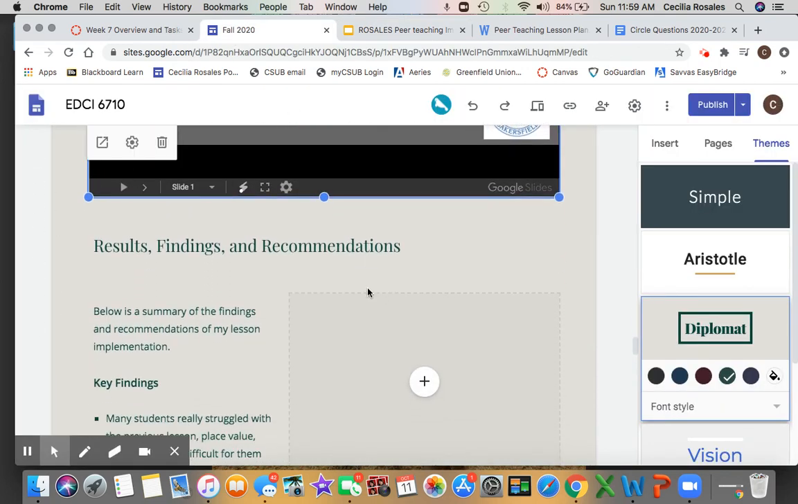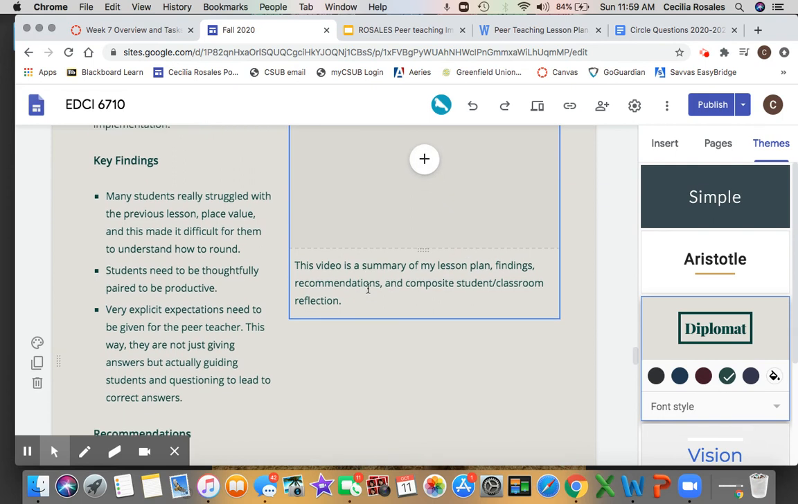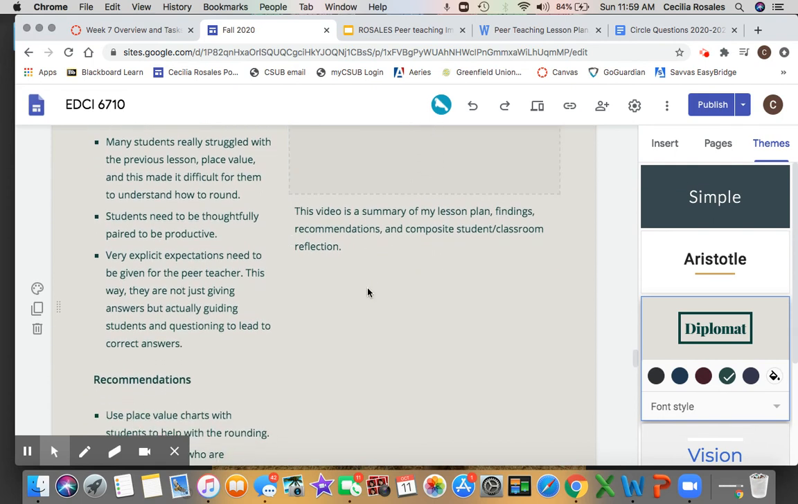Okay, so my findings were that many of the students really struggled with place value, and this really made it difficult for them to understand how to round. When I pair students for peer teaching, it needs to be really thoughtful because some students don't work well together. Either one's shy or they don't know each other so well or whatever the reason. And that really doesn't help them to be successful in their partnership while they're learning rounding.